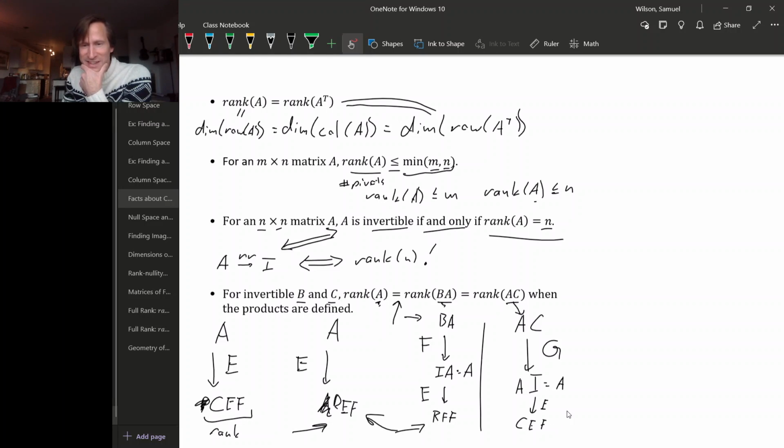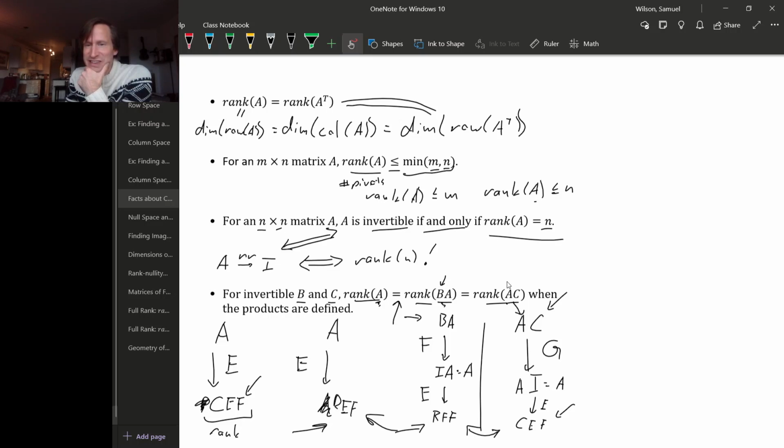And so again, we see that the number of pivots after column reducing A times C is the number of pivots after reducing just A on its own. But the number of pivots in the column echelon form, as we've seen, is the same as the number of pivots in the row echelon form, and so that's the same as the rank of A. So all three of these ranks are the same, which is not obvious at all because we're multiplying by different matrices.